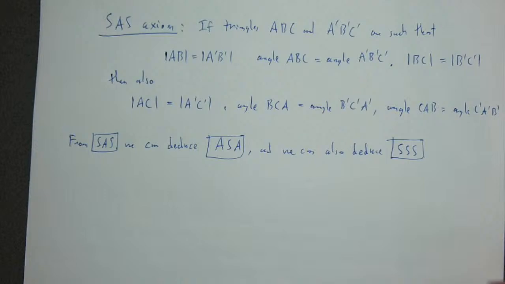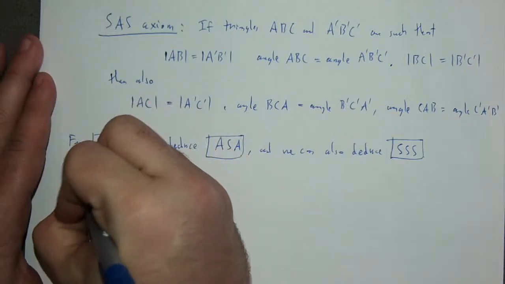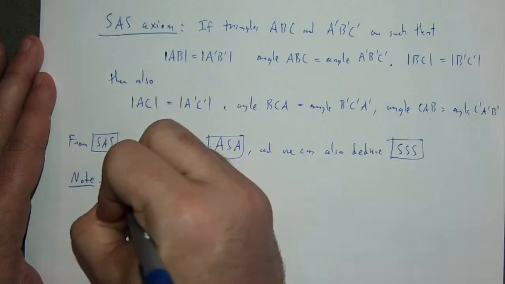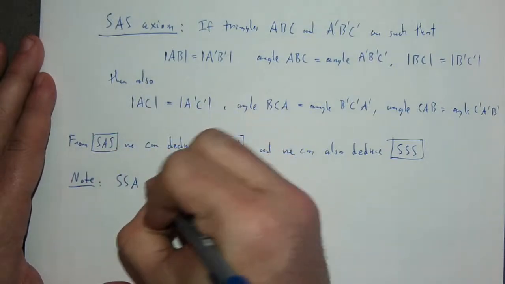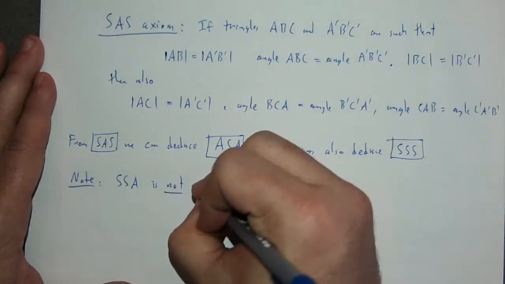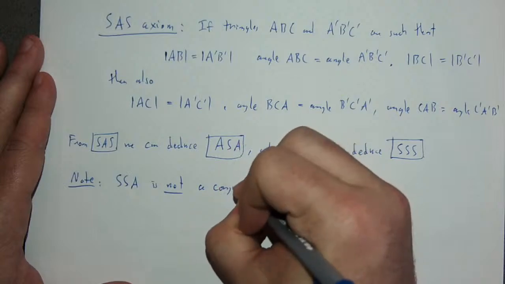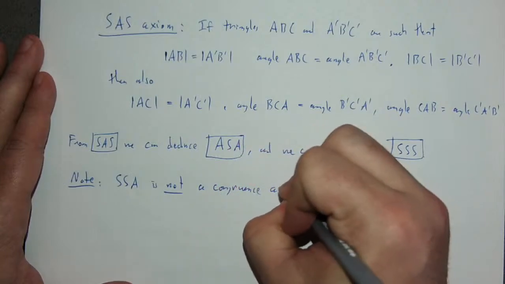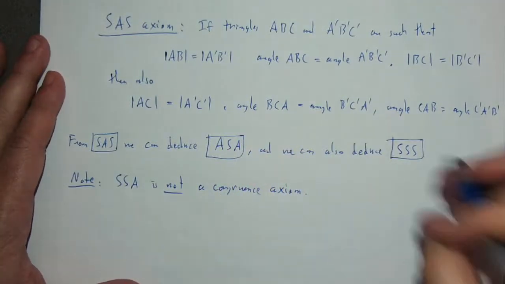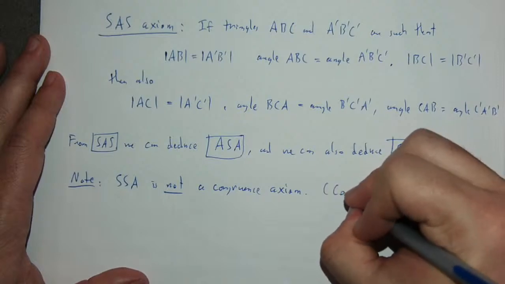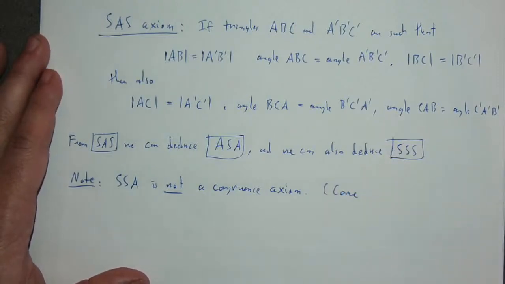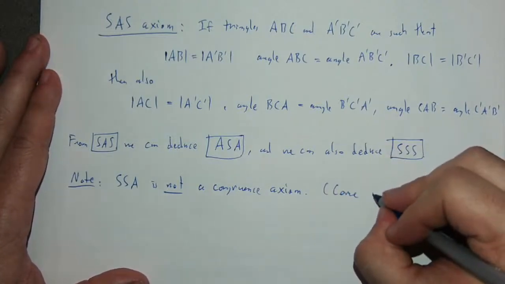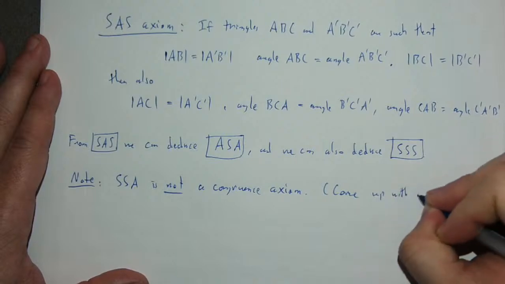So here is a note. Side side angle is not a congruence axiom. This will be in your next homework, which I'll post later today. So come up with an example that shows why.